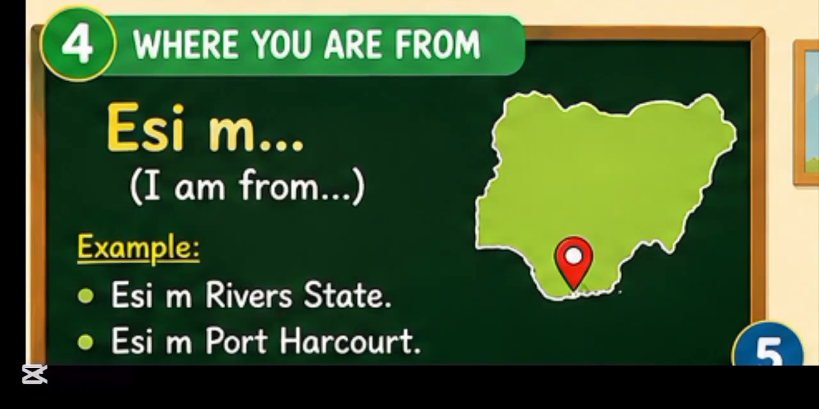Where are you from? Esim. I am from... that is an example. Esim, River State. Esim, Port Harcourt. I am from River State, or I am from Port Harcourt.